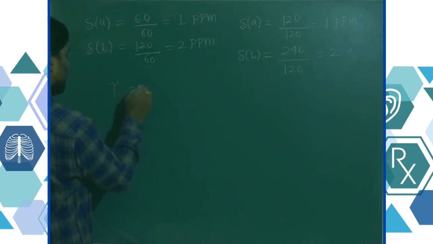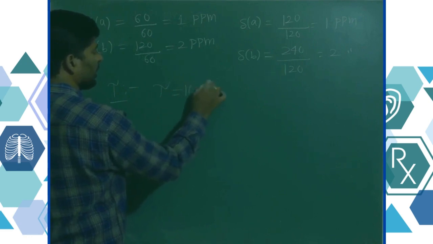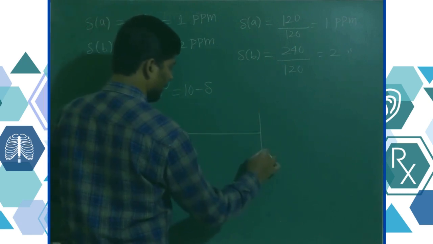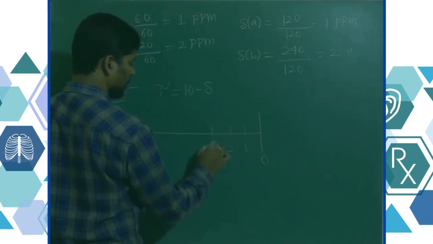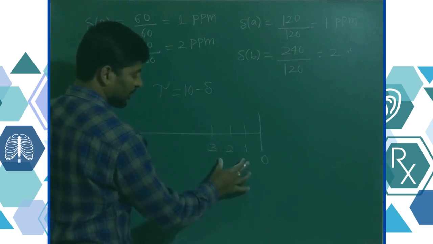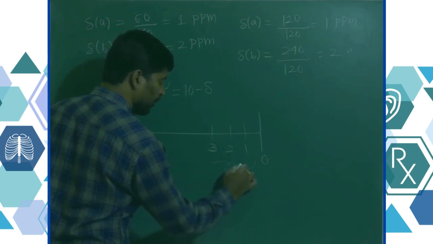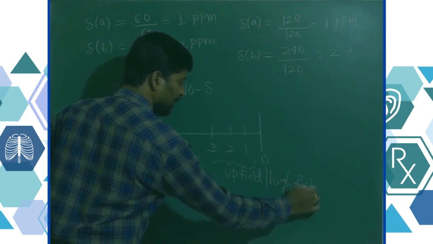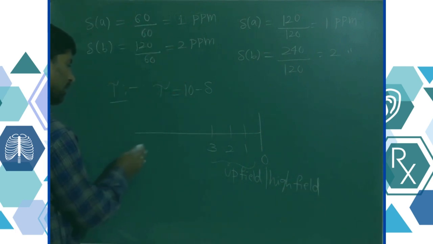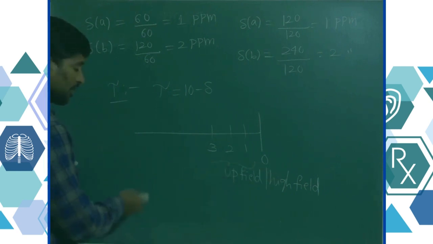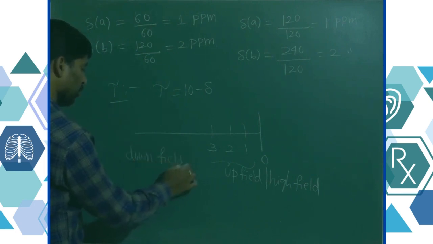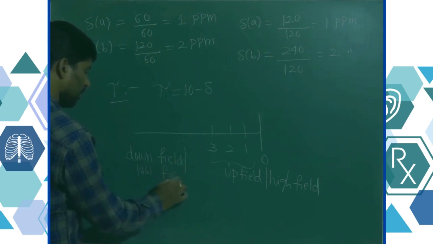And lastly, we have the tau scale. Tau is nothing but tau is equal to 10 minus delta. And in the ppm scale, this is 0, then we have 1, 2, 3 and so on. If the chemical shift values are small, that is called upfield or high field region. If chemical shift values are large, then that is downfield or low field.